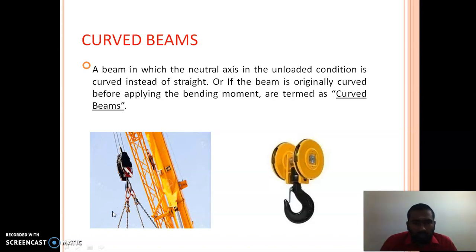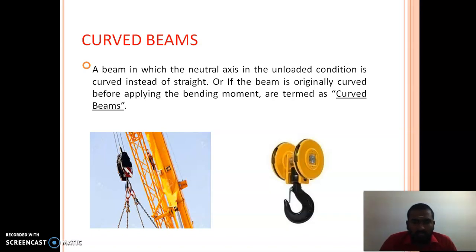So, what is a curved beam? As the definition goes, a beam in which the neutral axis in the unloaded condition is curved instead of straight, or if the beam is originally curved before applying the bending moment, is termed a curved beam.